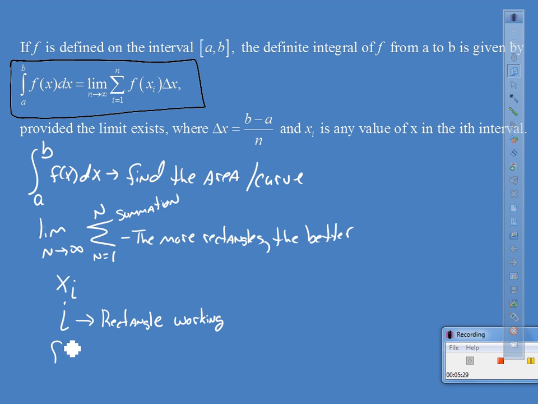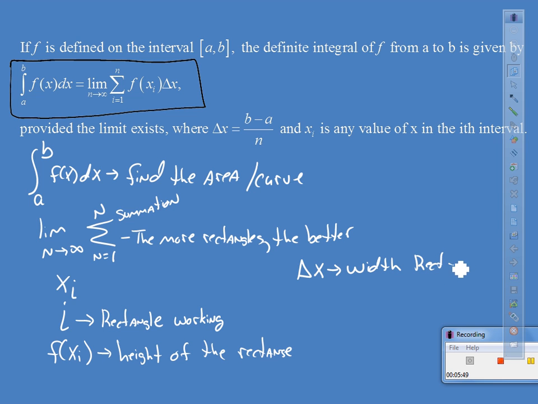The f of x of i represents the height of the rectangle. And then the only thing I really haven't talked about yet, the delta x, that represents the width of the rectangle. And then to get the width, I'm going to take the length of my interval, divide it by the number of rectangles that I'm going to be working with. And we're going to factor out this delta x today.